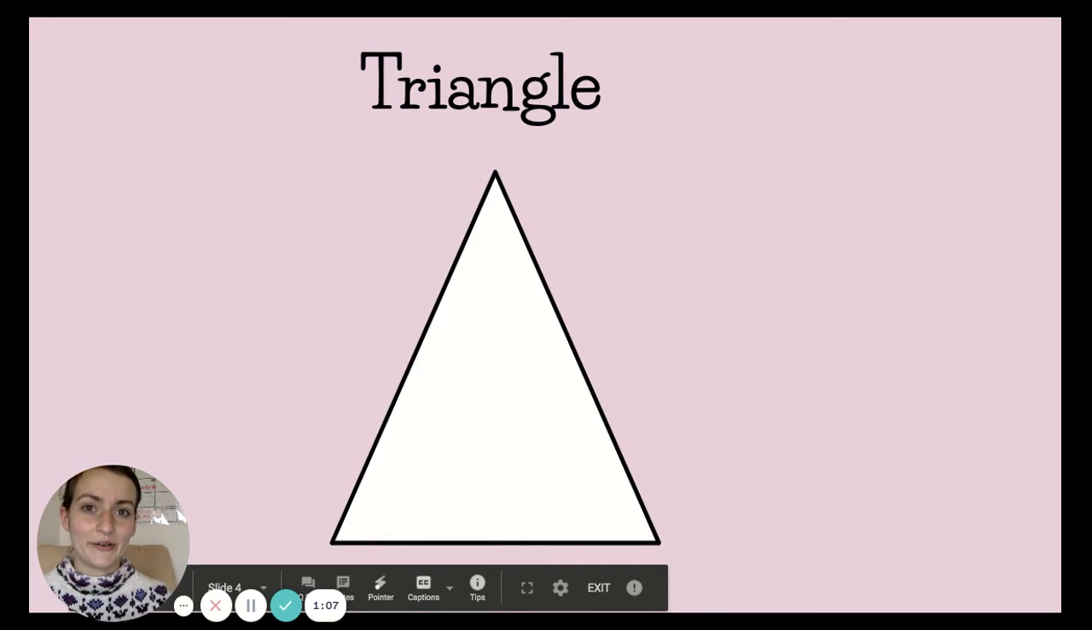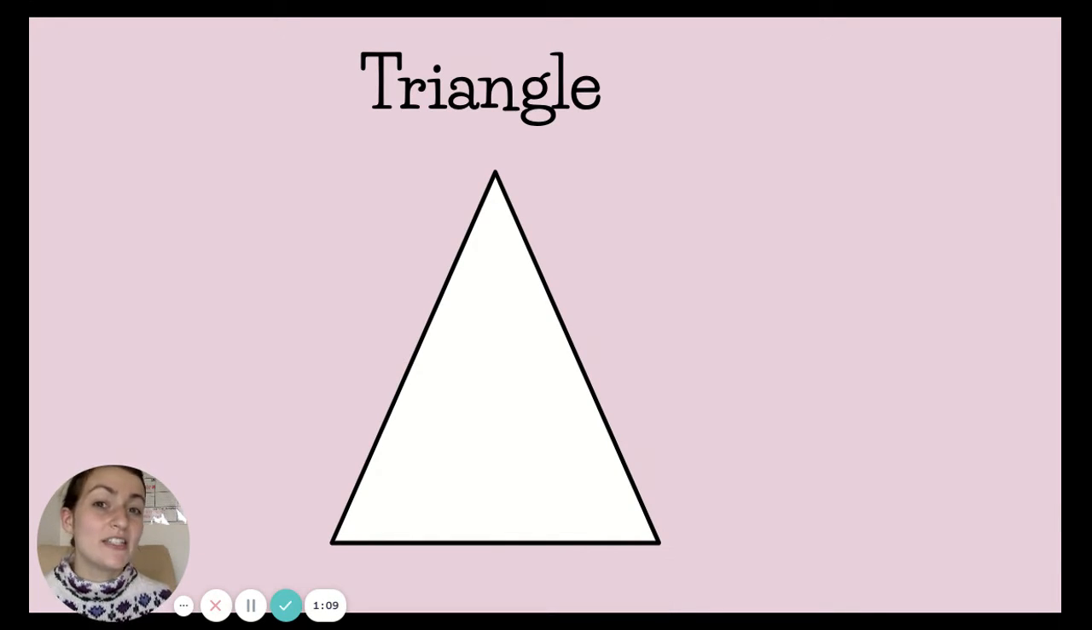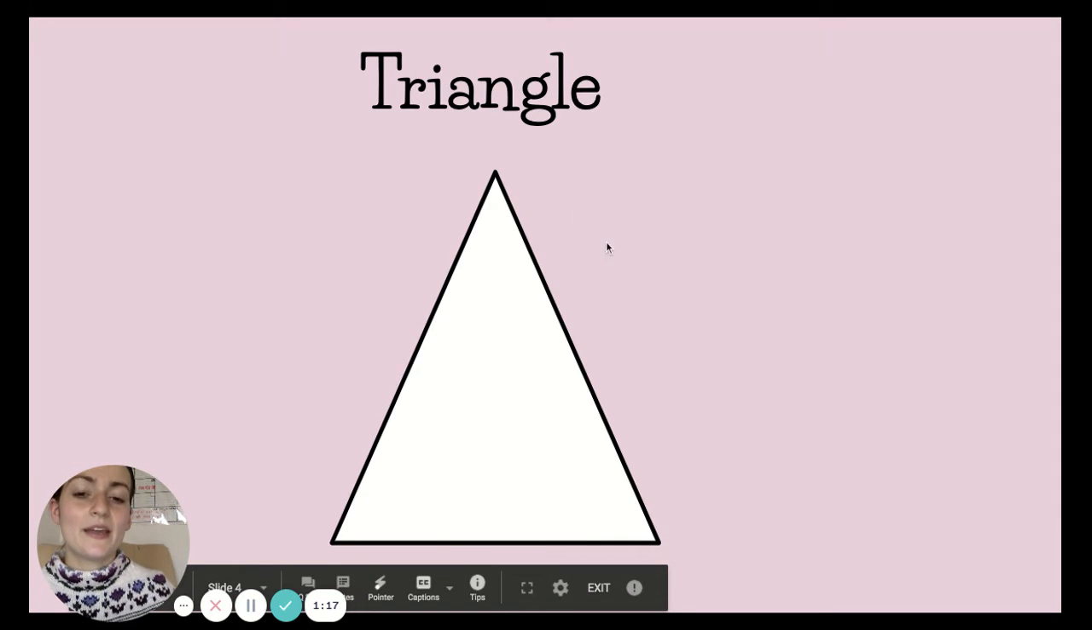Now we have triangles. Triangles are different from rectangles because they only have 3 straight sides. They're still flat and they're still closed because all their lines are connected, but they only have 3 straight sides and 3 corners.